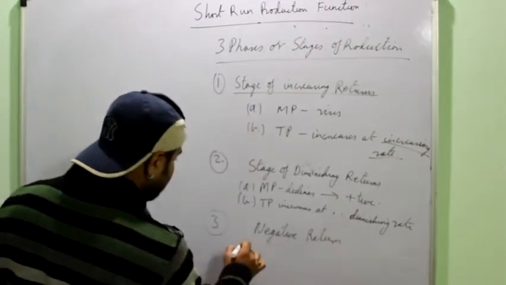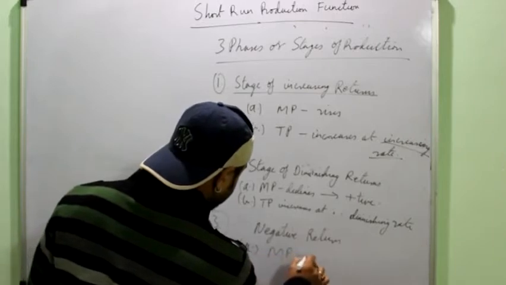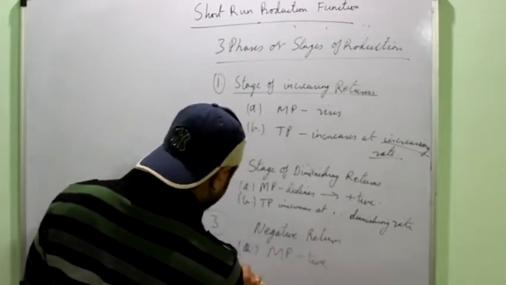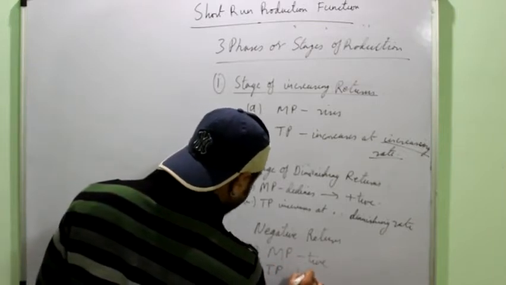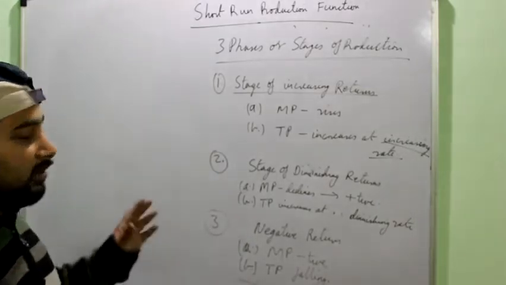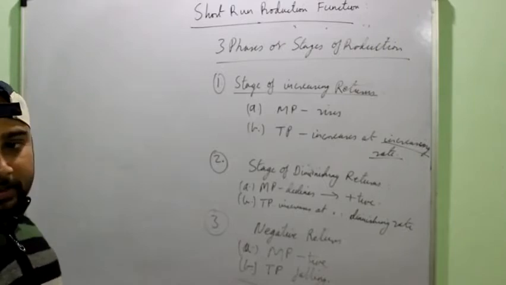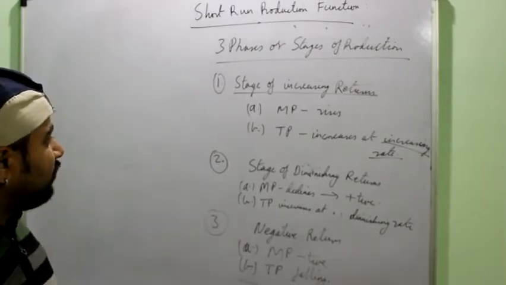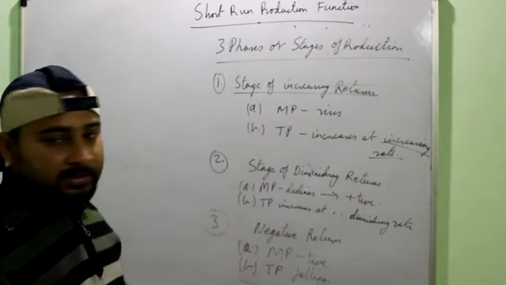Again, as the name says, MP becomes negative and TP starts falling. This is the important topic, and all these three stages are reflecting the three phases of production which every unit will face: the increasing returns, diminishing returns and negative returns.